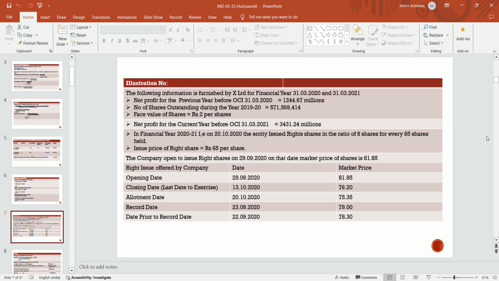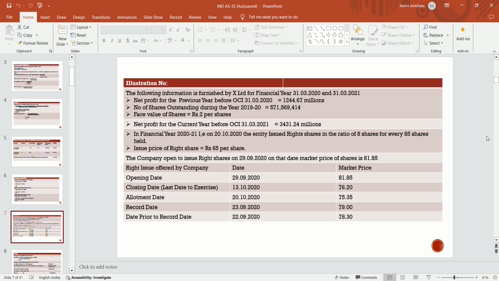Current year, it means before OCI, that's 31st March 2021, becomes 3,431.24 millions. It was in millions. Now in financial year 2021, that is on 20th October 2020, the entity issued rights shares in the ratio of 8 shares for every 85 shares held. It means for 85 existing shares, the shareholder will get a rights issue of 8 shares.